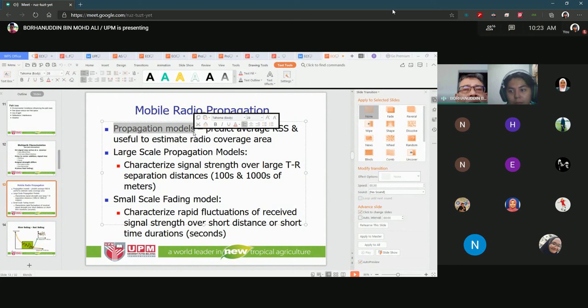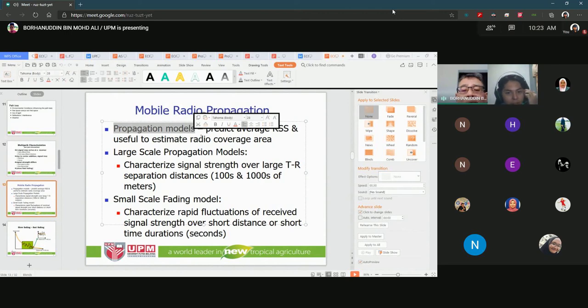Kita faham macam mana dia akan behave di propagation tu, dan kita akan pandailah mana nak letak base station dia dekat mana, atau in our case access point kita dekat mana yang best, supaya maximum coverage boleh terima dalam satu-satu tempat.